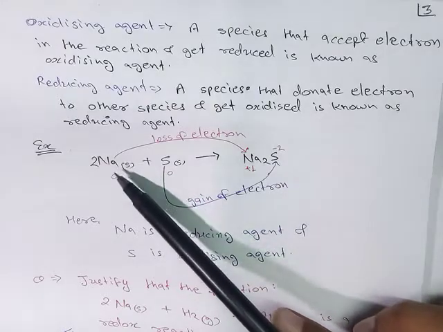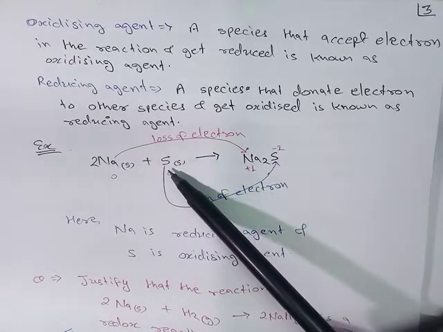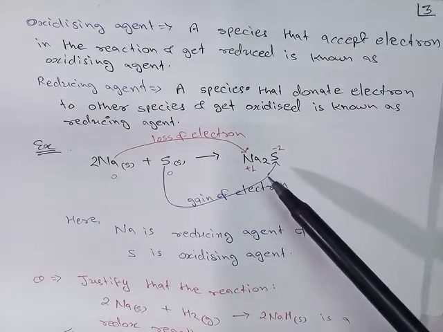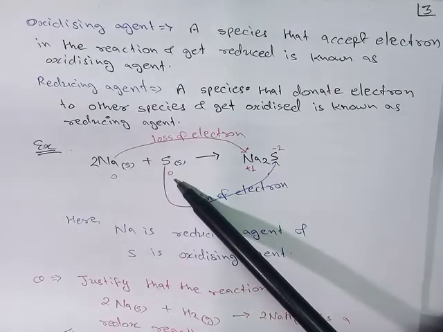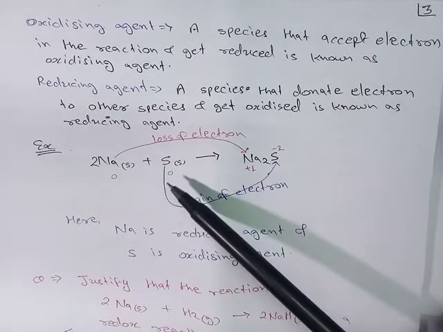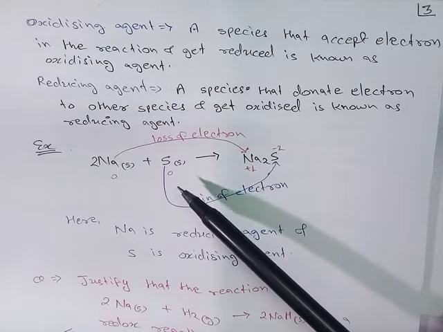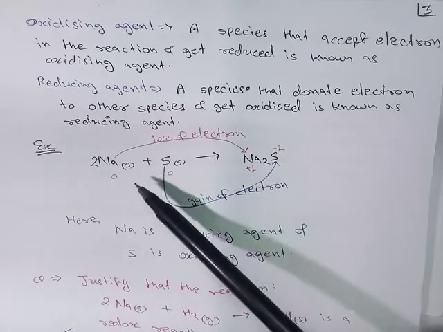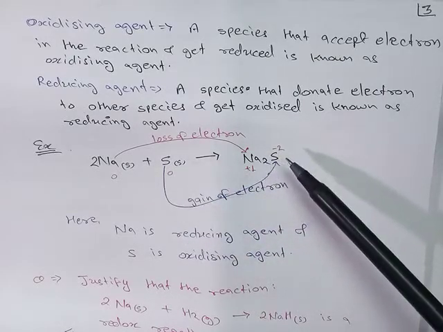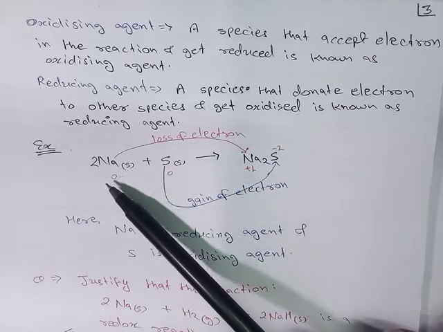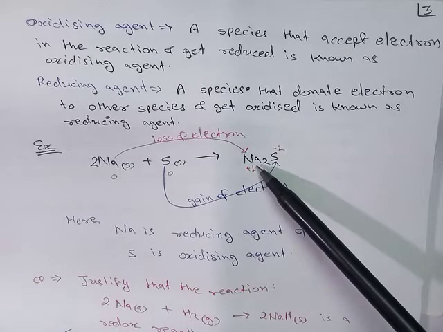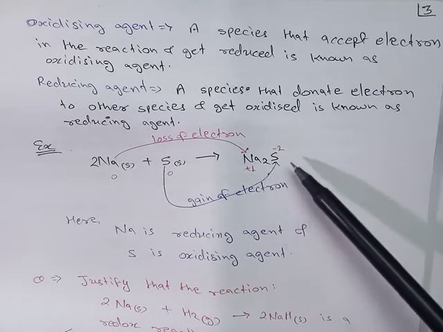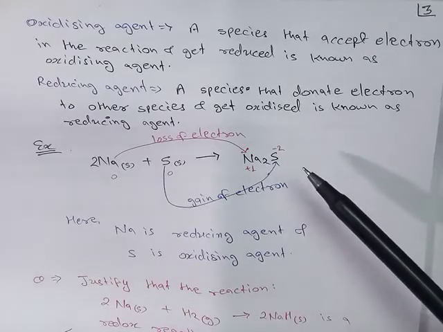In this reaction sodium reacts with sulfur and forms sodium sulfide. In the reactant the oxidation number of sodium is 0 and the oxidation number of sulfur is 0, because the oxidation number of every element and atom in neutral form is 0. In the product sodium sulfide, the oxidation number of sodium is +1 and the oxidation number of sulfur is -2.